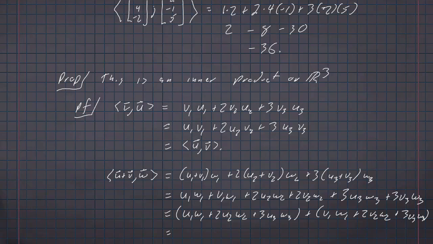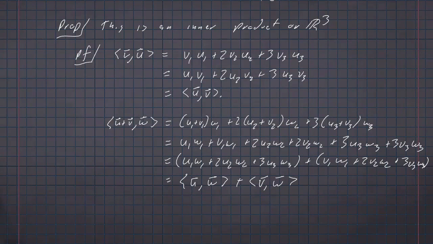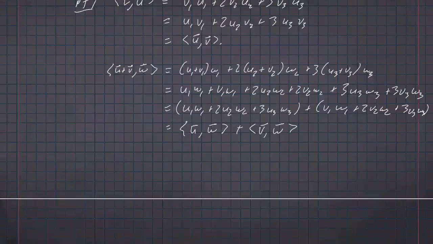And realize that that is the inner product of u with w. And that second grouping is the inner product of v with w. And why do I keep putting closing parentheses instead of closing angle brackets? All right, so we have the property of additivity taken care of.